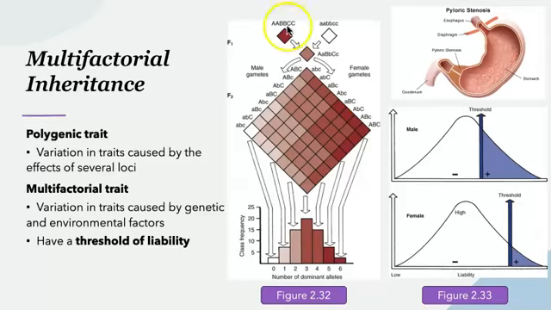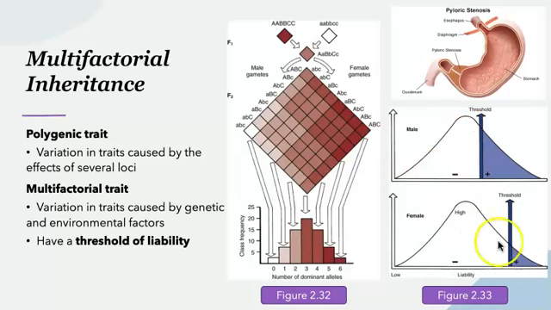So we see that displayed over here where we have a couple different genes working together, and this can cause the grain color to vary in a gradual way from white to red. We can also see this multifactorial trait in things like height and IQs, depending on the nutrition that we're exposed to or the enriching learning environments that we are put within.